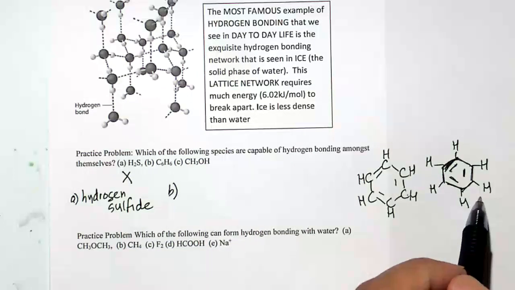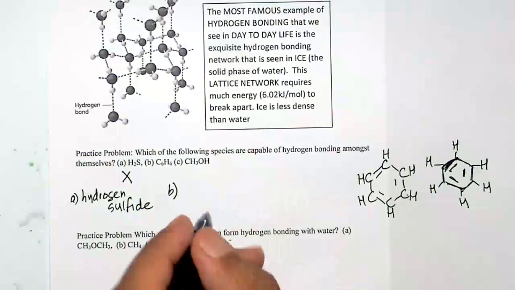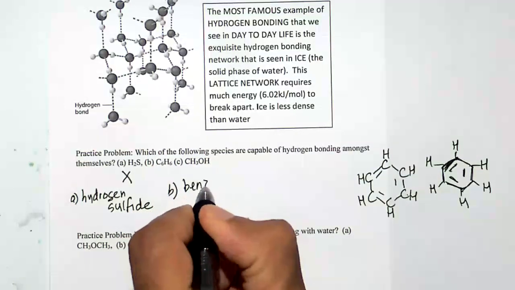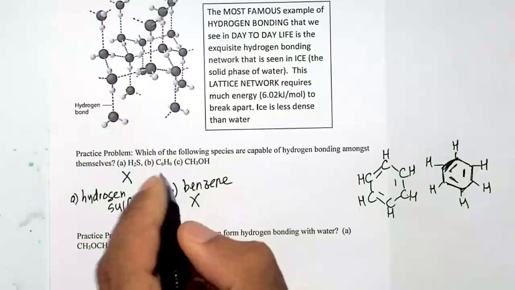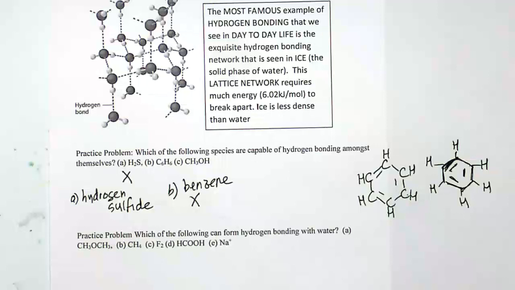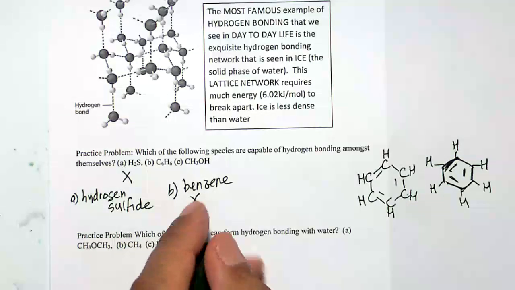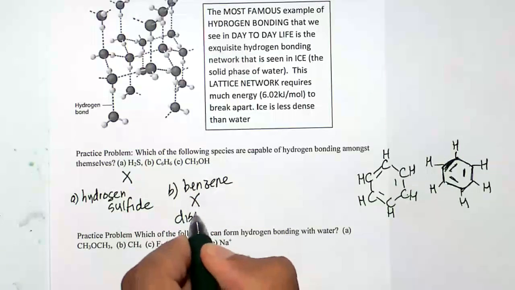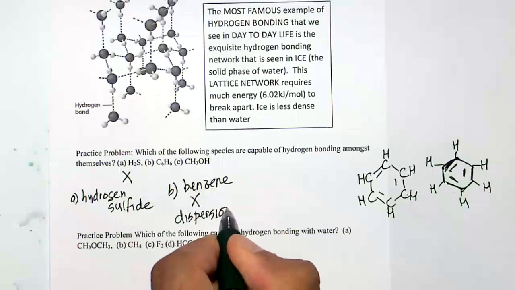All right, knowing the structure is this for benzene, what do you think? Is it hydrogen bonding or no hydrogen bonding? None. Okay, what do you think is the main IMF for benzene? Dispersion. London dispersion forces. Very good.